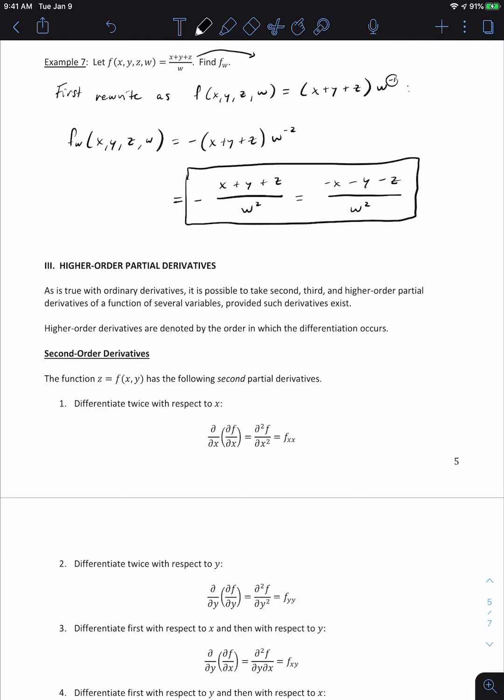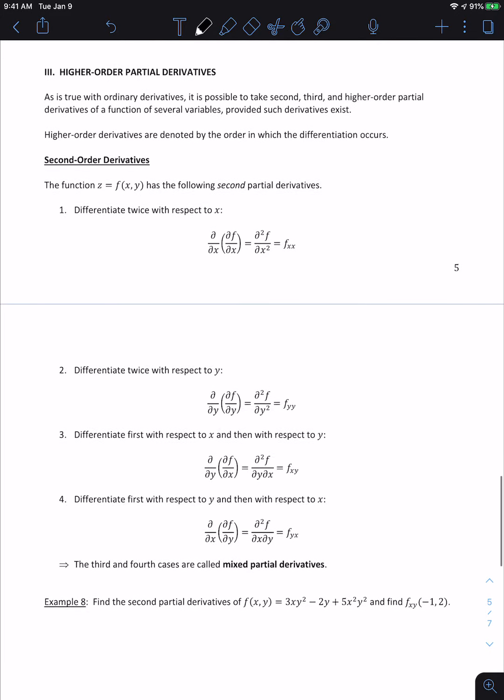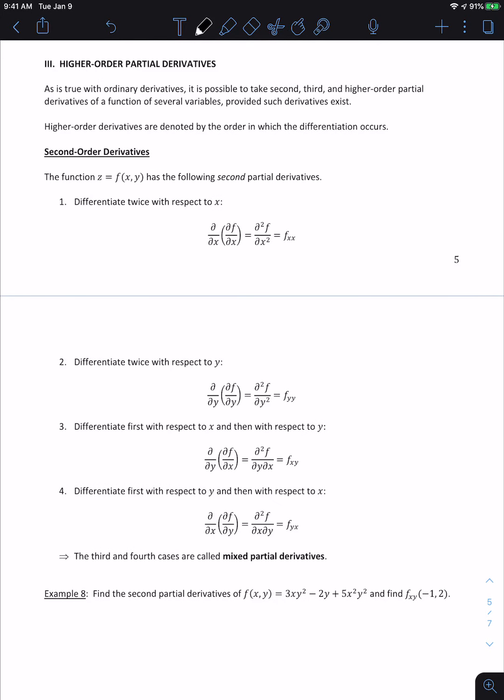Okay, so how about higher order derivatives, right? We know in the case of functions of one variable, I can find the second derivative, the third derivative, all the way up to maybe even the nth derivative, right? We did that with Taylor series and things like that. So we can also do that with functions of multiple variables.